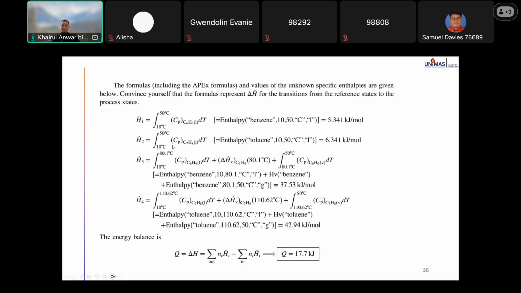H2 next. For this, go to the table, Table B1, B2. You find the term for this one first. You get the data for heat of vaporization from Table B1. B1.